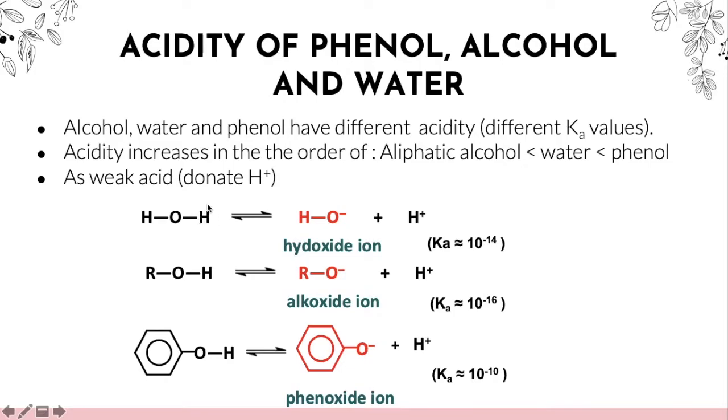So, one H atom from water, from alcohol, from phenol is donated to become H plus ion. If you look at the Ka value, they are different. The Ka value for water is 10 to the power of negative 14. For aliphatic alcohol, straight chain alcohol, 10 to the power of negative 16. The Ka value for phenol, 10 to the power of negative 10. So phenol has a higher Ka value. So phenol is most acidic if we compare with aliphatic alcohol and water.